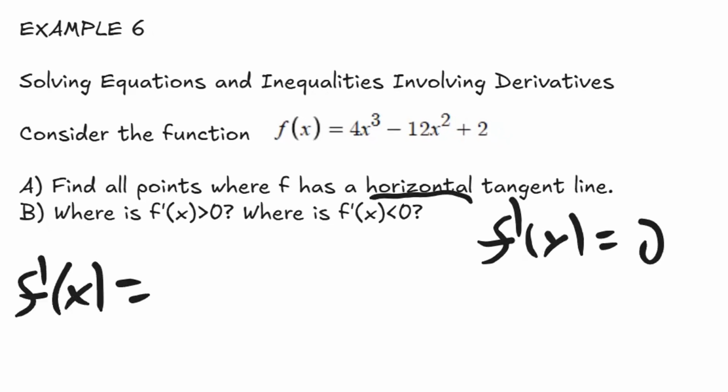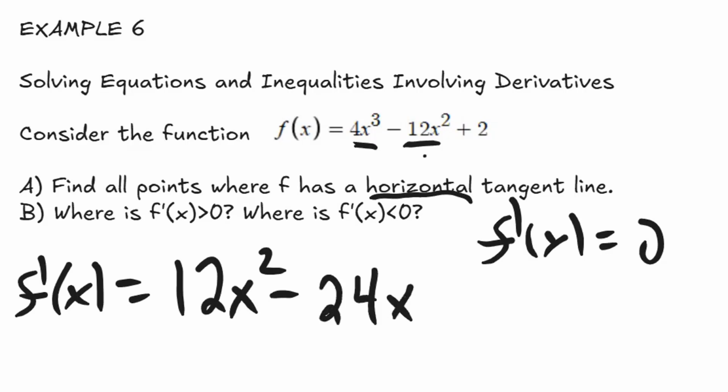f prime of x equals 12x squared. Bring the 3 down, multiply by the 4, subtract 1 from the exponent. Minus the 12x squared's derivative would be 24x, and then the plus 2's derivative would just be 0. So we set this equal to 0 and solve for x.